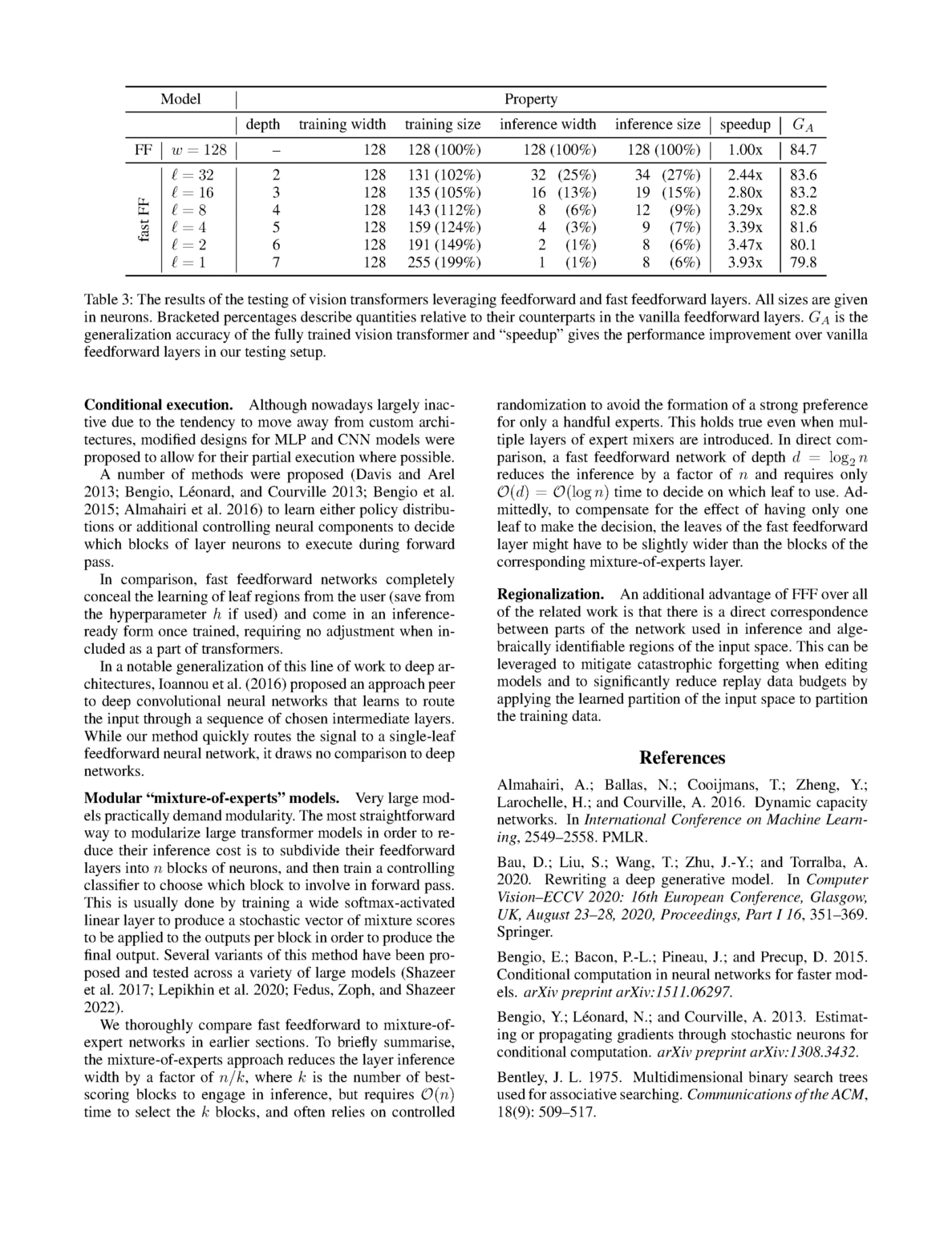Section Summary. Modified designs for MLP and CNN models have been proposed to allow for partial execution, where methods such as learning policy distributions or controlling neural components decide which blocks of layer neurons to execute during the forward pass. In comparison, fast feed-forward networks conceal the learning of leaf regions and come in an inference-ready form once trained, requiring no adjustment when included as part of transformers. On the other hand, modular, mixture of experts, models reduce the inference cost by subdividing feed-forward layers into blocks of neurons and training a controlling classifier to choose which block to involve in the forward pass, but this method requires more time for block selection and often relies on controlled randomization. In direct comparison, a fast feed-forward network reduces inference by a factor of n and requires only O(log n) time to decide which leaf to use.